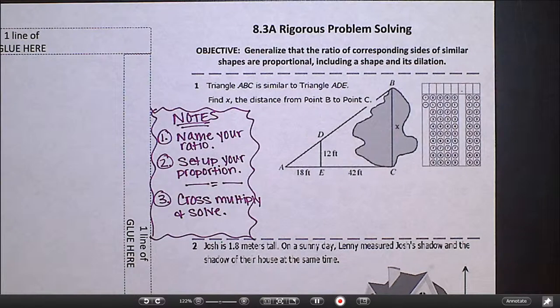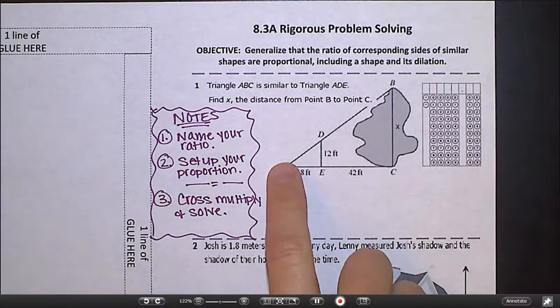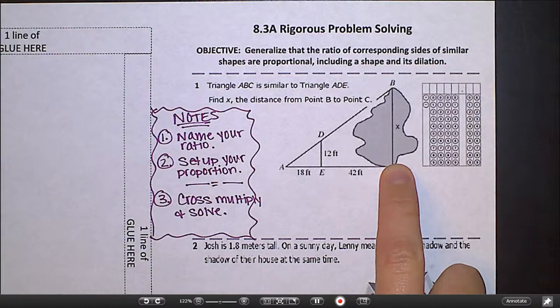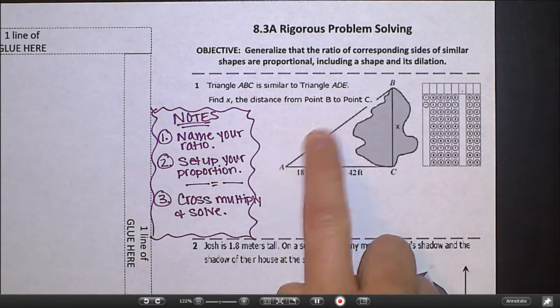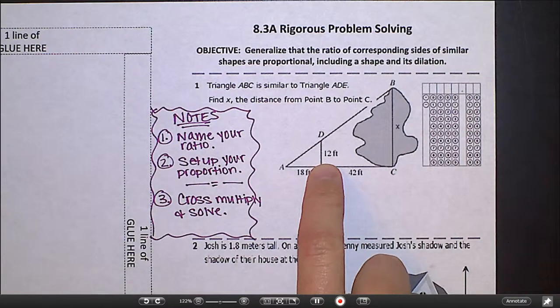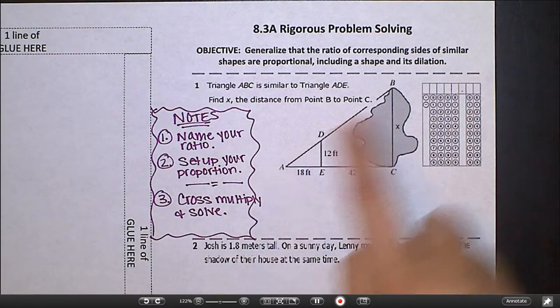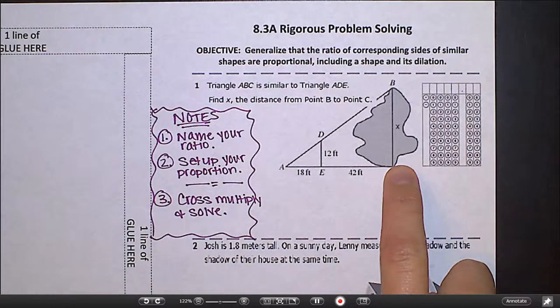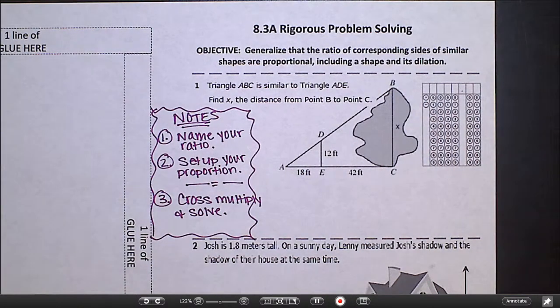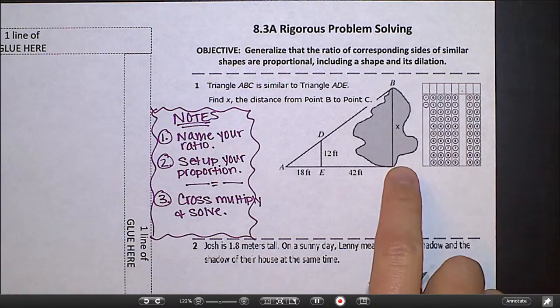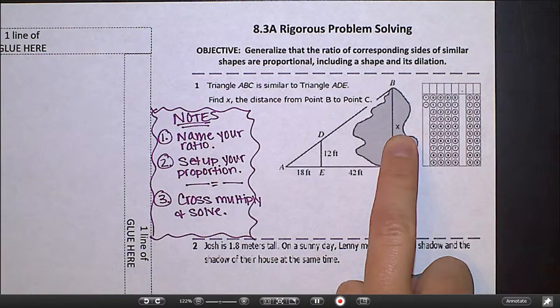So we're going to do number 1 and number 2 together. Number 1 says triangle ABC is similar to triangle ADE. So notice that ADE is actually inside ABC. Find X, the distance from point B to point C. So we're just solving for X.